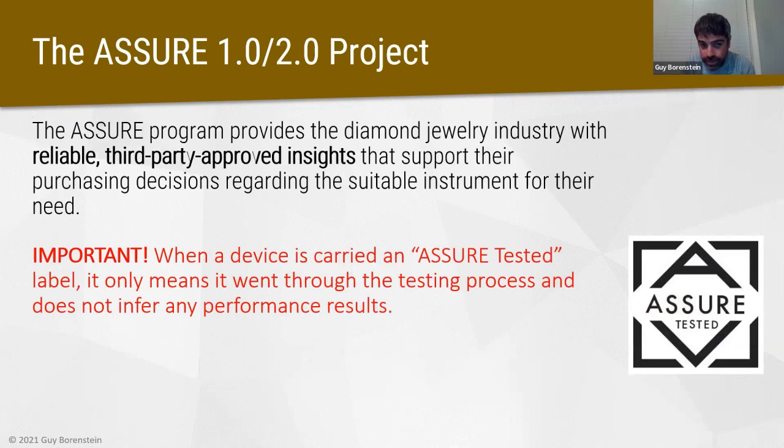Now, very importantly, the Assure program does not endorse or rank any of the machines. They're just publishing the numbers. One of the things that you will see on many diamond screeners available on the market is this label that you see here on the side, Assure Tested. Assure Tested doesn't mean anything. It just means that this machine was submitted to the Assure program for testing. It doesn't mean that the results were good or that Assure is recommending it.